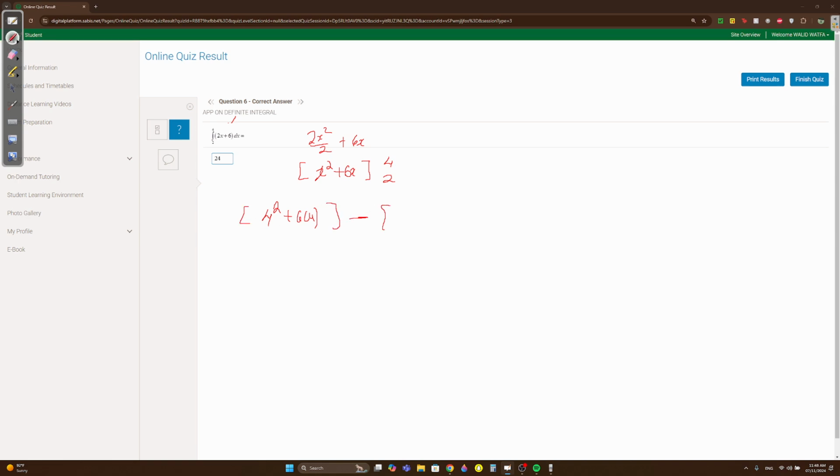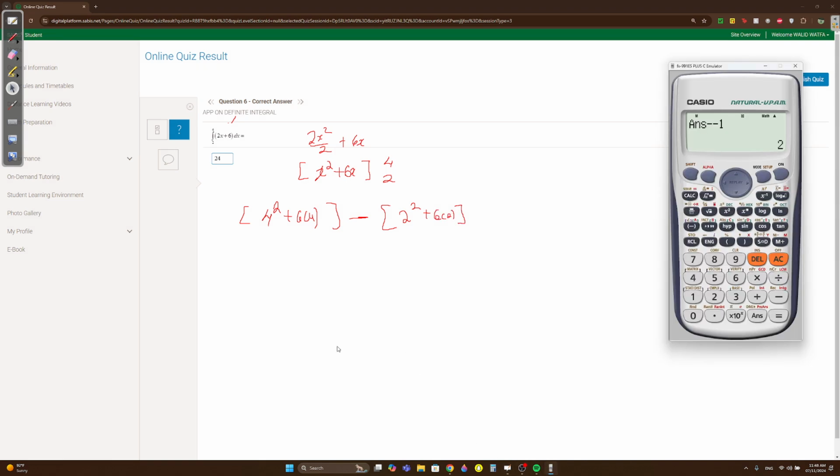Minus, substitute 2 squared plus 6 times 2, and you should get 24. I'm doing it just in case. I would skip all this putting it into the calculator, but I'll just do it in case I made a mistake. Maybe I made a mistake while writing. 4 plus 12, 16. Yeah, 24.